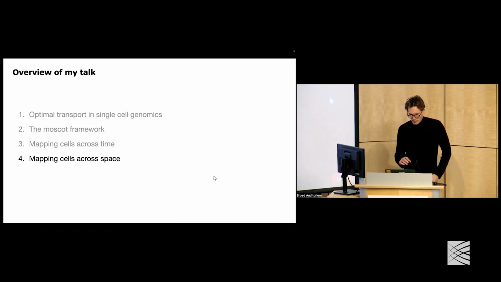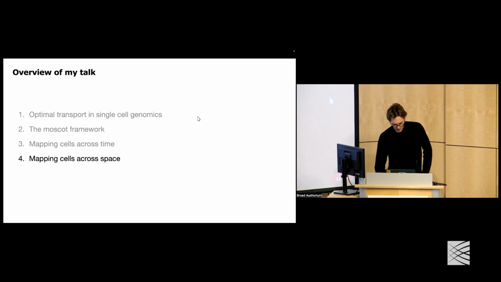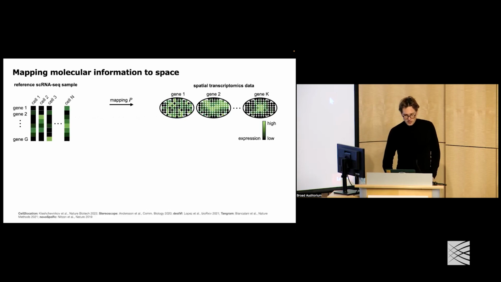That brings me to the last part of this talk, which is mapping cells across space. So we consider two spatial applications as well. The first one I already introduced in the context of the NovoSpark method in the beginning, when I was motivating the fused Gromov-Wasserstein problem. As a reminder, we have the reference single-cell RNA-seq sample.